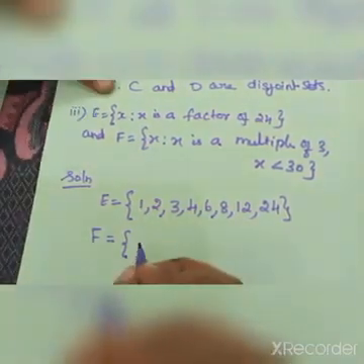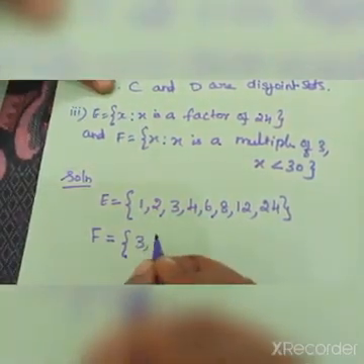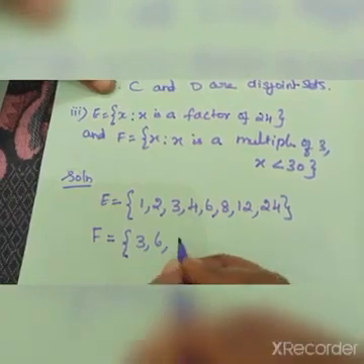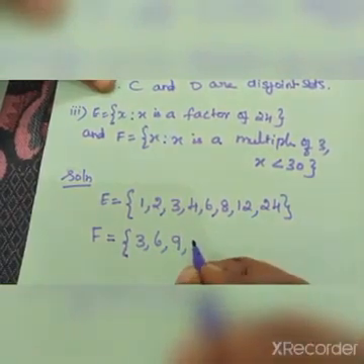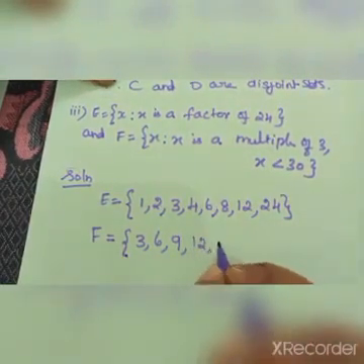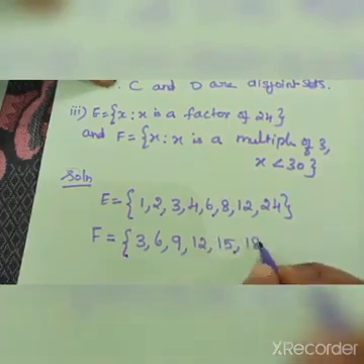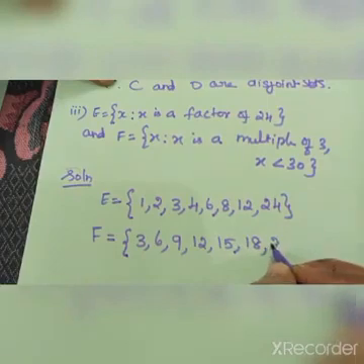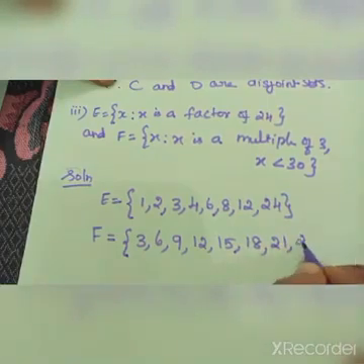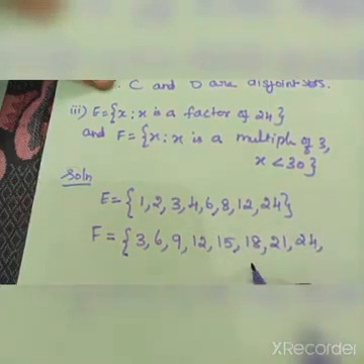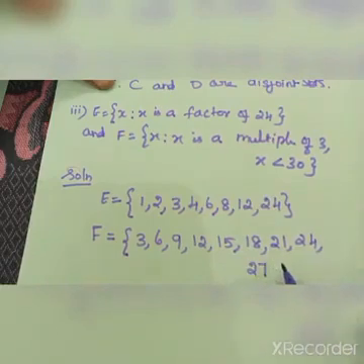Then the set F is equal to multiples of 3 less than 30. What are the multiples of 3? 1 three is 3. 2 threes are 6. 3 threes are 9. 4 threes are 12. Next 15. Then 18. Then 21, 24, 27. 30 won't come. Less than 30 is given. So 30 we should not take.